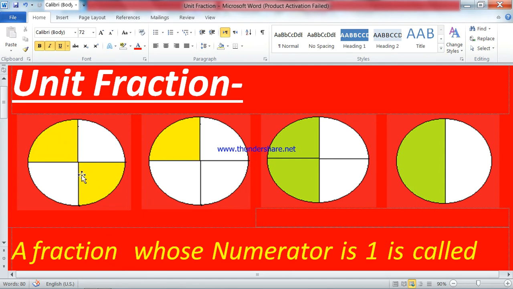Here two parts are shaded, so 2 will be the numerator. Here one part is shaded, so it will be a unit fraction. Here two parts are shaded, so it will not be a unit fraction, because it has 2 as the numerator. But here one part is shaded, so 1 is the numerator, so it is also a unit fraction.